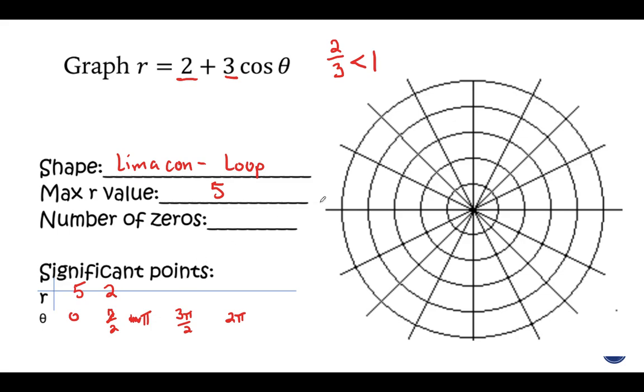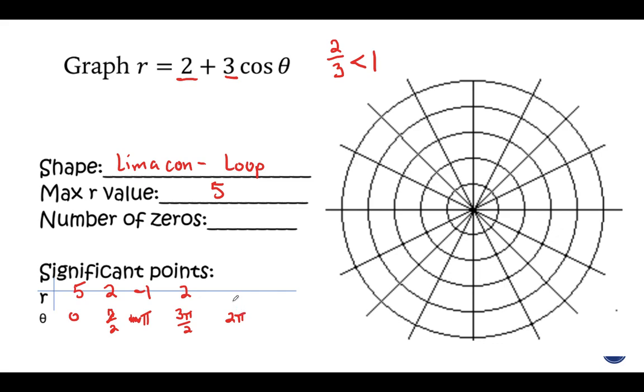All right, then I plug in pi. Well, cosine on my unit circle at pi is a negative 1, so I end up with 2 plus a negative 3, which gives me an R value of negative 1. All right, cosine at 3 pi over 2, well, I'm back to 0, right? So that means I have 2 plus 0 again, so I'm back to 2. All right, then if I go at 2 pi.